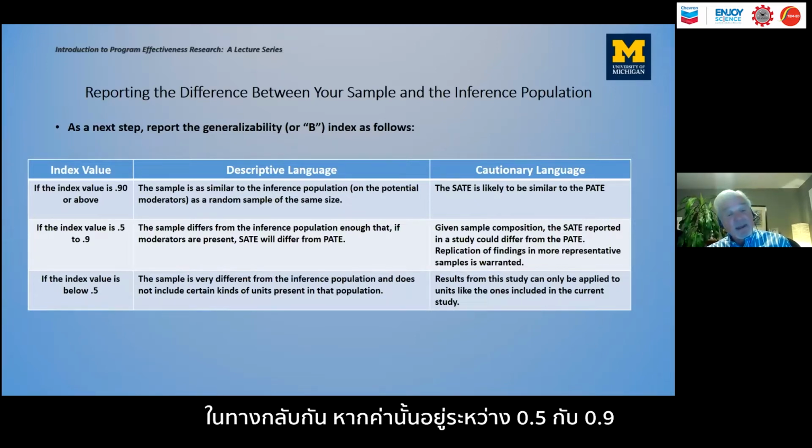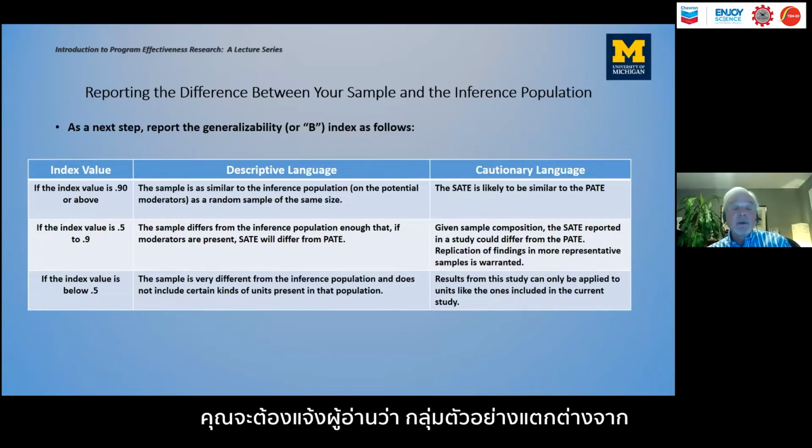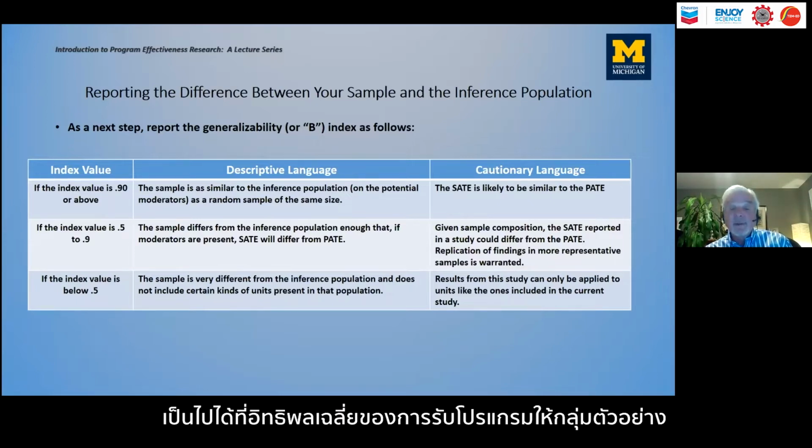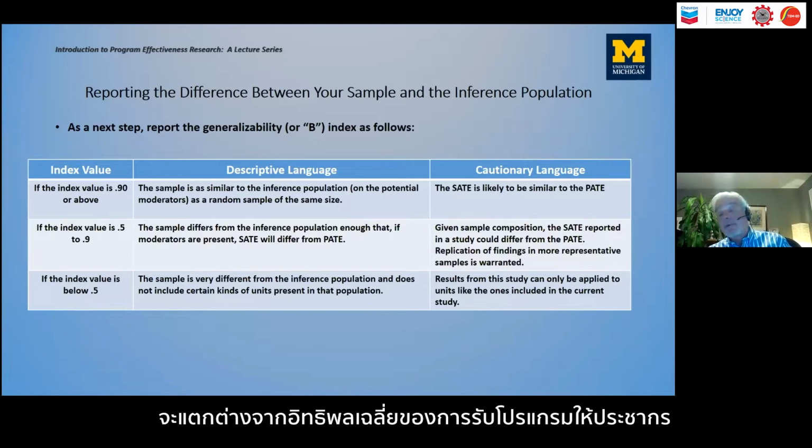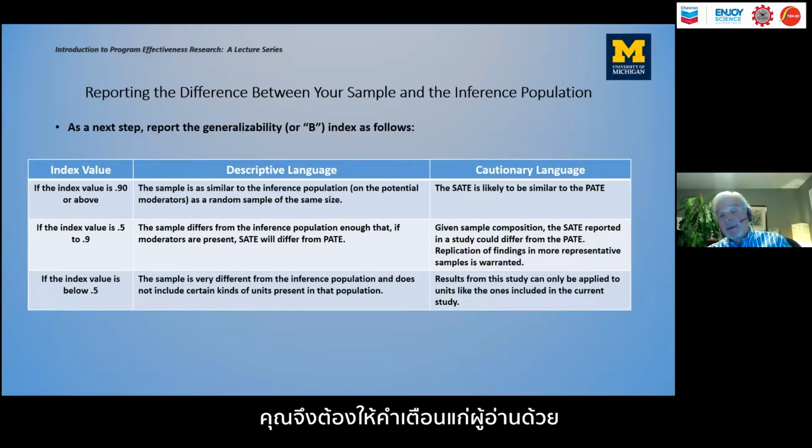If, on the other hand, that value is between 0.5 and 0.9, then you would inform the reader that the sample differs from the inference population enough that if moderators are present, the sample average treatment effect will likely differ from the population average treatment effect. And so you give them the cautionary language there.